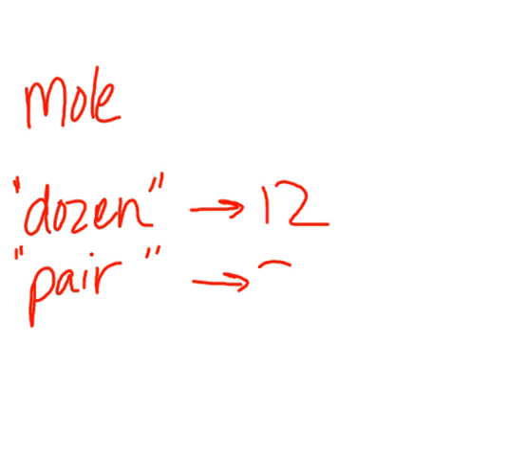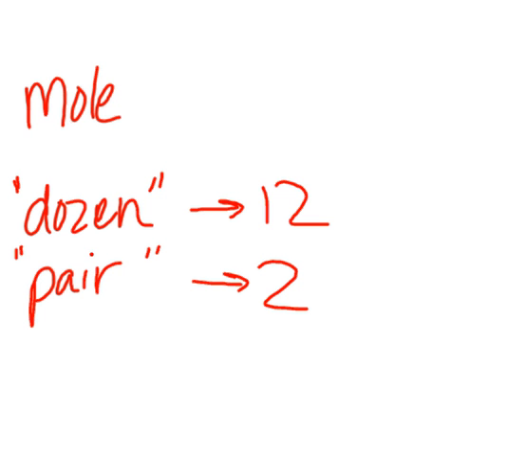All right, this video is on the mole. A mole is a unit, and it's a word that we use to associate with a number. If I was to tell you dozen, the word dozen is associated with the number 12. If I said pair, that word is associated with the number 2.